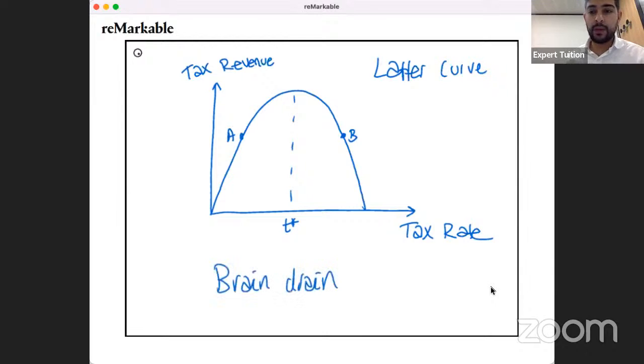A brain drain is basically where the skilled, clever people in the economy migrate to other countries where the tax rate is lower. They go, do you know what? Taxes are too high in the UK. I'm not interested. I'm going to leave. I'm going to go to France or wherever. All those three things come together to basically result in the government receiving not more revenue, but less revenue. That is a brilliant evaluation.